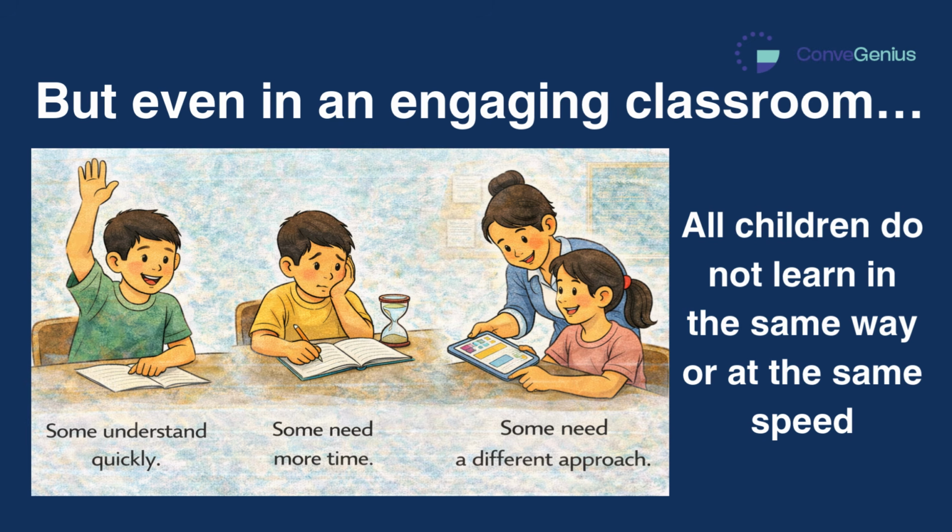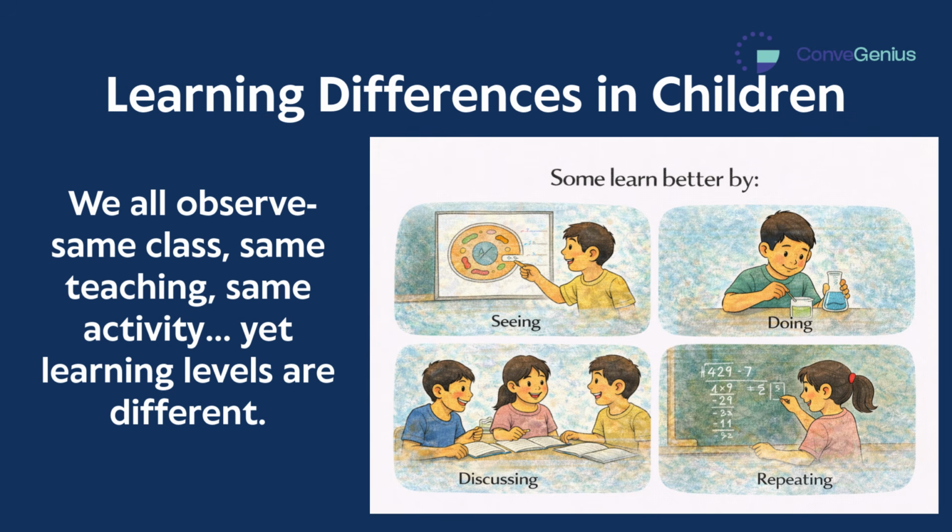Now comes another important point. Even in an engaging classroom, all children do not learn in the same way or at the same speed. Some understand quickly, some need more time, and some need a different approach. Same class, same teacher, same activity. Yet, learning levels are different because children learn differently. Some by seeing, some by doing, some by discussing, and some by repeating.